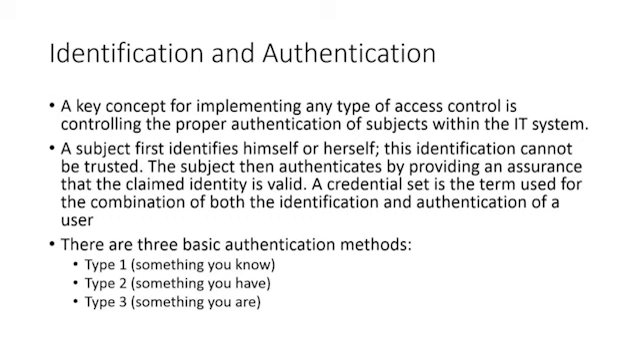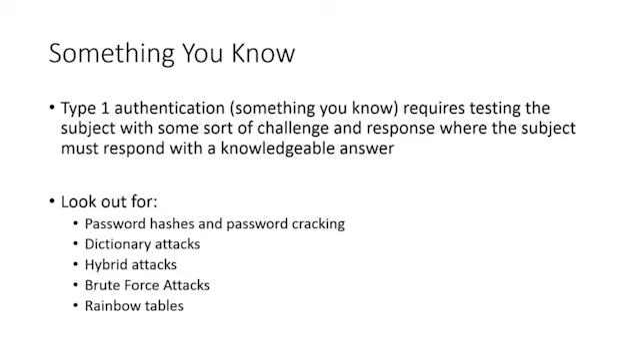Three basic authentication methods. Type 1, Type 2, Type 3. Something you know, something you have, and something you are. You could say something you are and something you do. I'll go ahead and add that in there. So something you know, right? Something up here in the noggin that you know that nobody else is supposed to know.